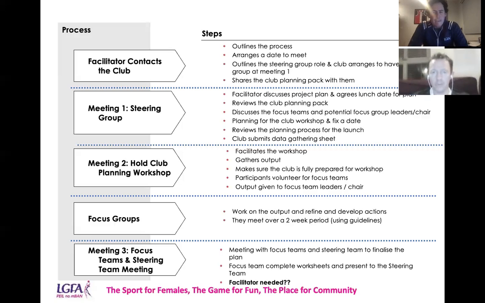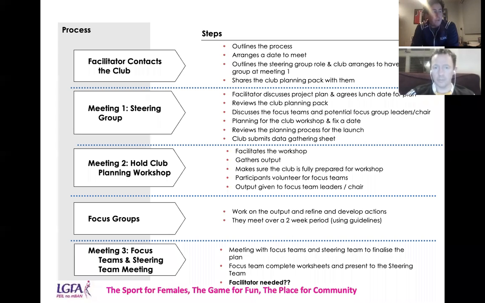And as I say, from our focus groups, each focus group leader will present to the steering group. You'll say, well, this is what our focus group looked at, this is what our focus group looked at, here's what we decided on. And you can do that meeting. You don't have to have a facilitator there if you're happy enough as part of the club to go through that yourself. But you can have the facilitator there if you'd like to as well.